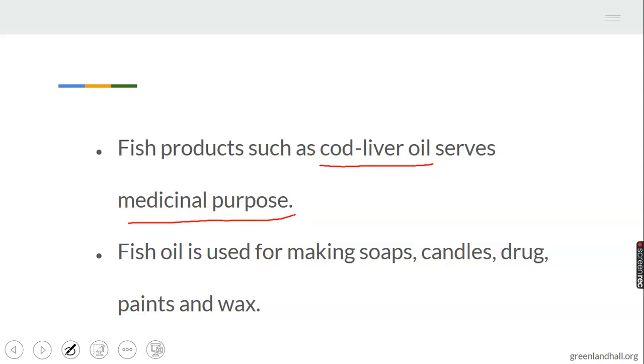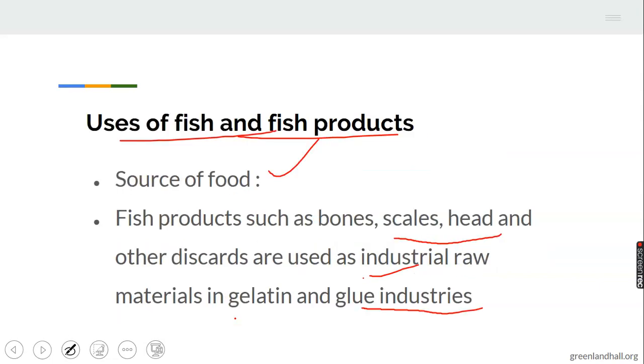Cod liver oil. Then fish oil is used for making soap, candles, drugs, paint, and wax. Let's take note of the importance of fish or uses of fish.